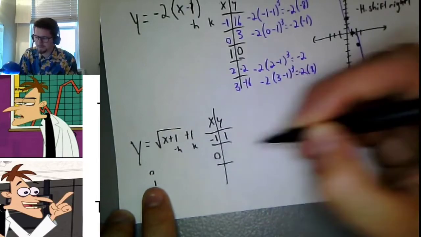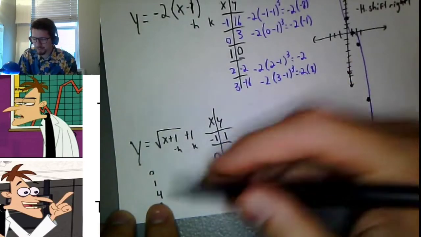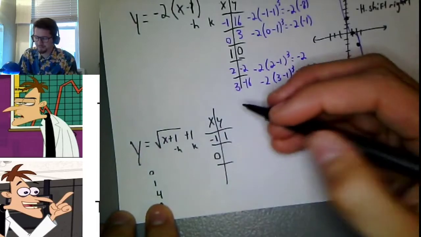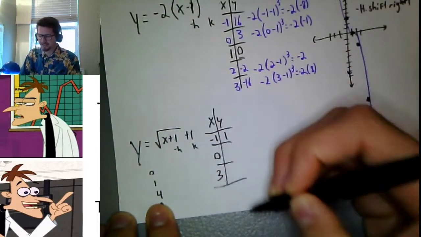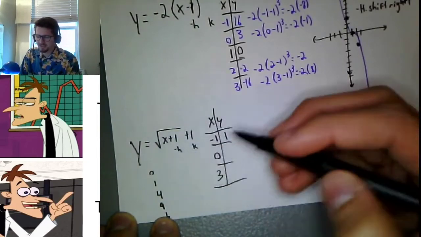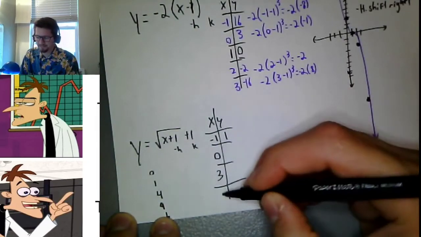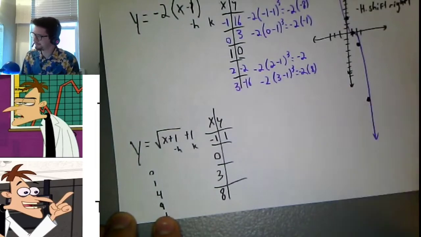So if I plug in a 0, that'll be my first number. How would I get a 4? What plus 1 gives me 4? 3 plus 1. All right, just for kicks, I'll do the next one. What plus 1 gives me 9? 8 plus 1 gives me 9.